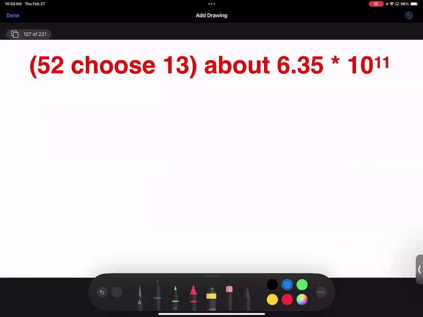So 52 choose 13, that was the denominator. That's about 6.35 times 10 to the 11. A million is 10 to the 6, billion, 10 to the 9, trillion, 10 to the 12. The denominator is almost a trillion. So what we're saying is every trillion hands, you expect to see it a few times. So you have to write code that can handle on the order of 10 to the 11 simulations. Can you do that on a laptop? So you need to have some idea of what your computer capability is. Is this something that you can expect to be able to do?